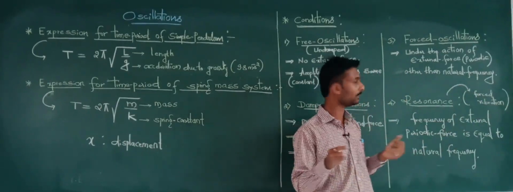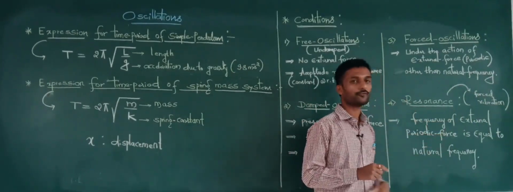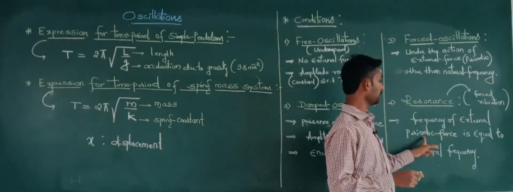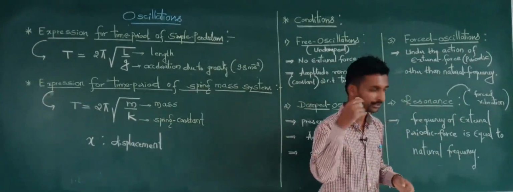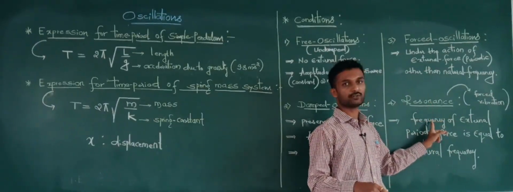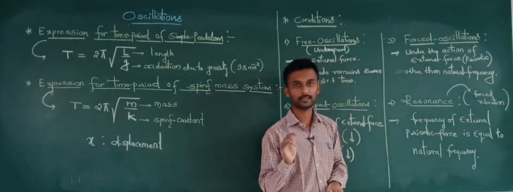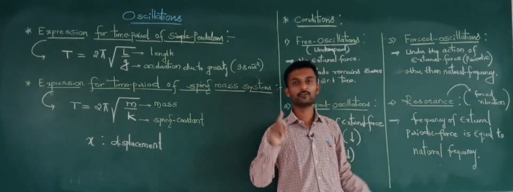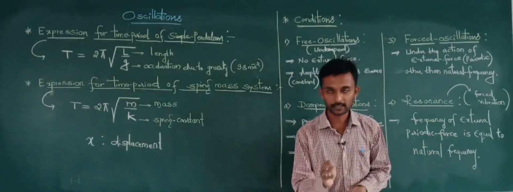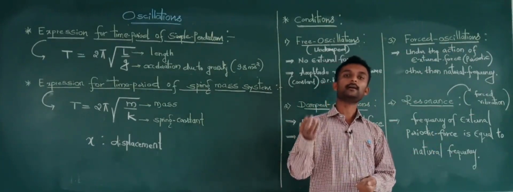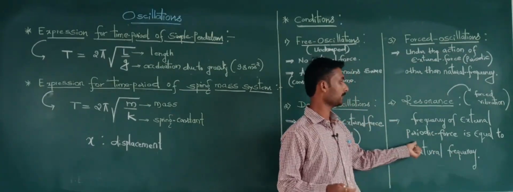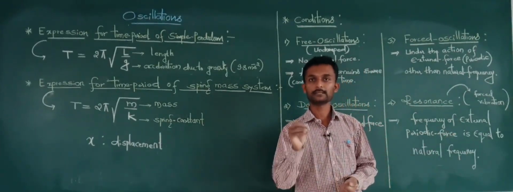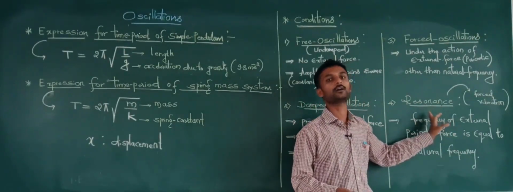So what will happen in resonance? The frequency of the external periodic force is always equal to the natural frequency. Then the resonance condition is satisfied. When the natural frequency and the frequency of the external periodic force are both equal, then and only then the resonance condition will occur.